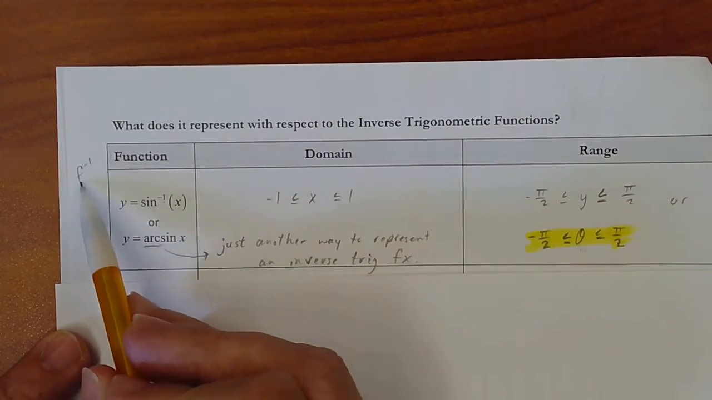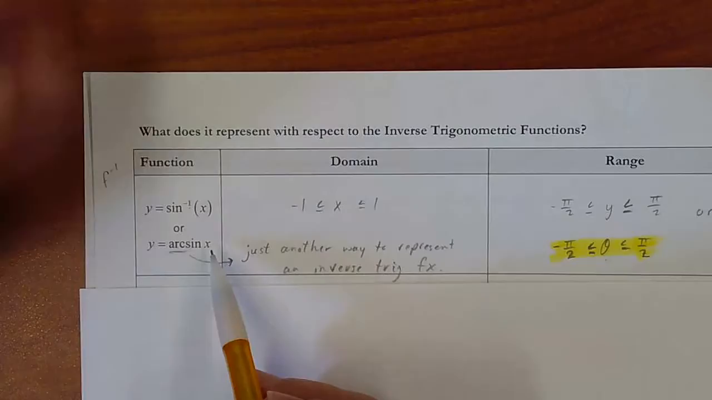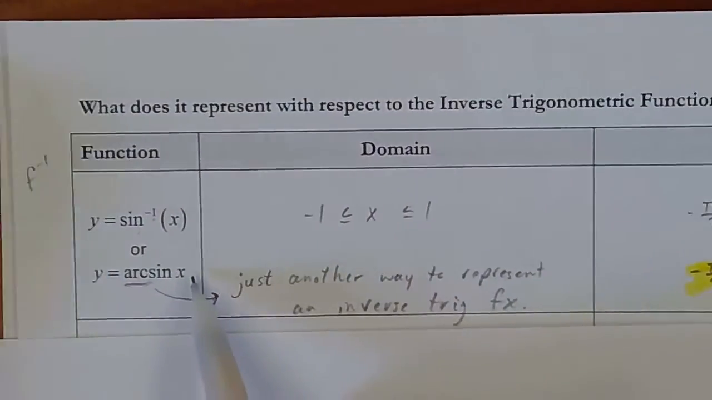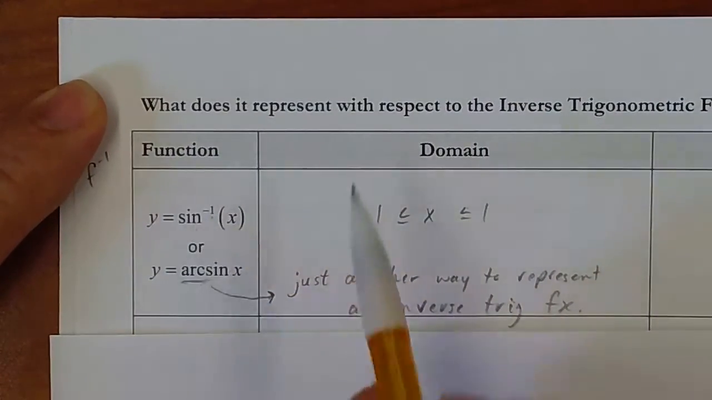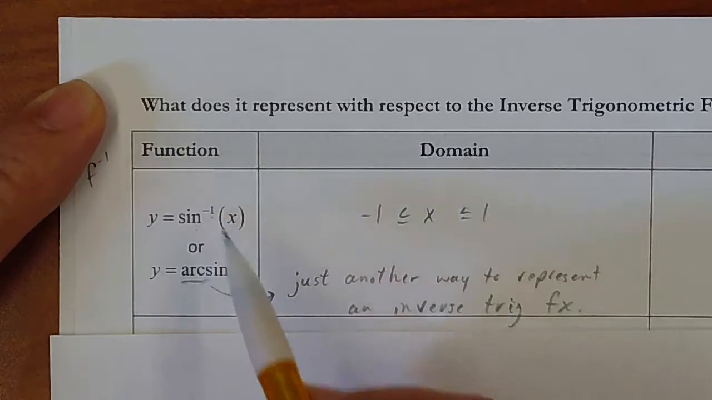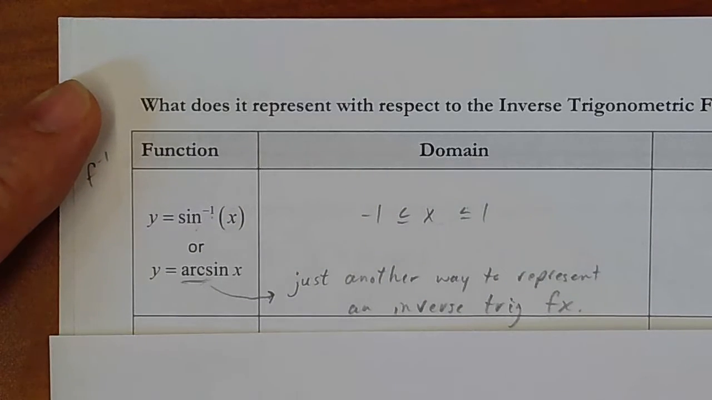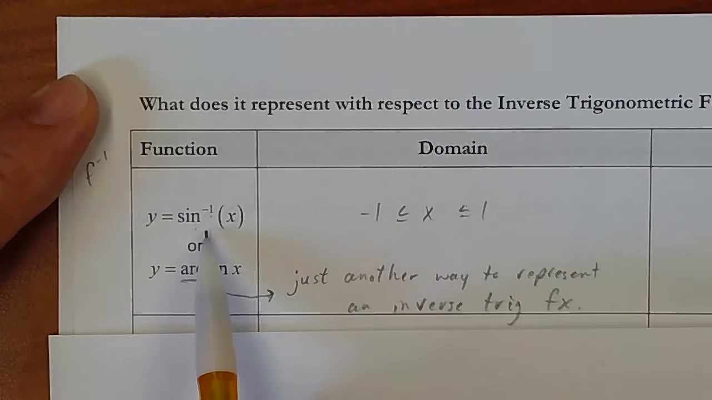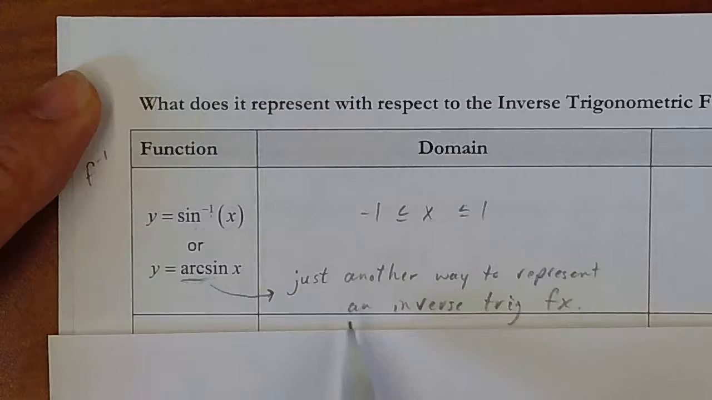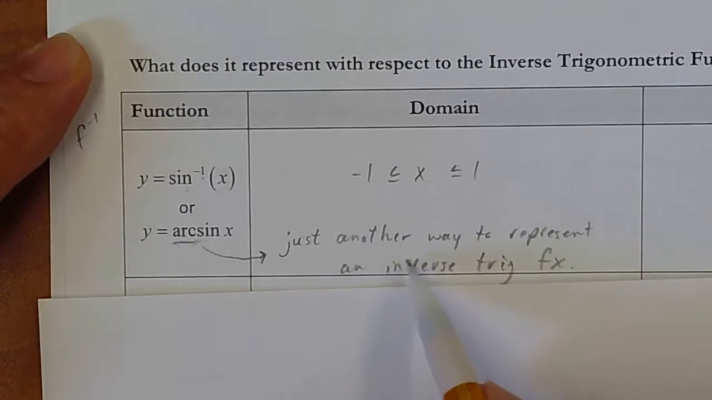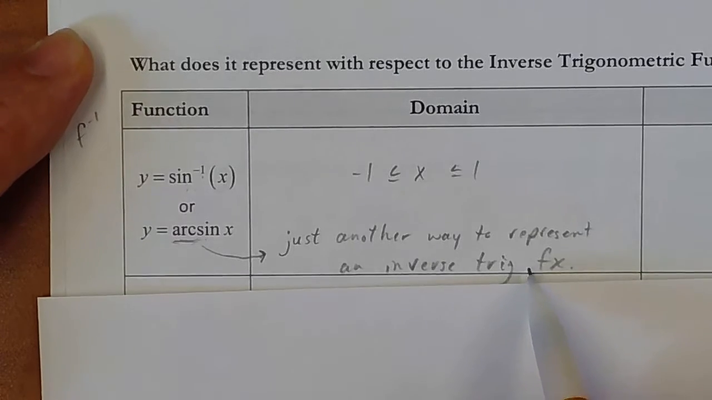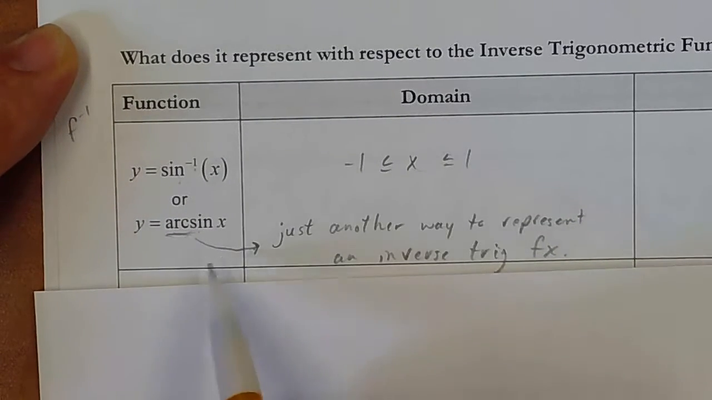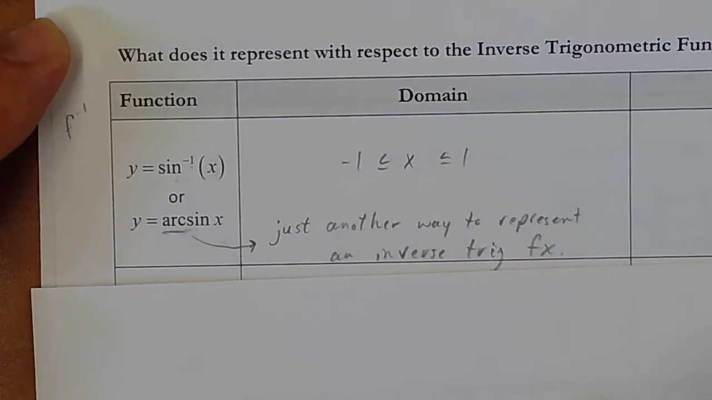Instead of the f^-1 for inverse functions that we were used to seeing, they're going to represent inverse functions one of two ways. They'll put sine with this little -1. We've seen that before when having to find angles in our calculator. Or they may also put arc sine. I make note of this: it's just another way to represent an inverse trig function. Arc sine means sine raised to the -1.